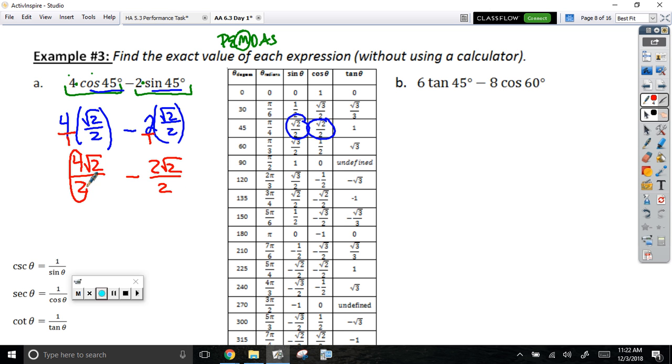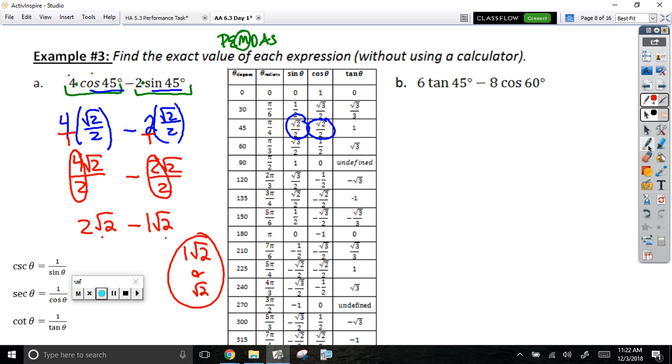And then we can actually reduce the outside terms to be 2 square roots of 2 minus 1 square root of 2. And since these have what's called like radicals, we can subtract them by subtracting the coefficients. 2 minus 1 is 1 square root of 2, or you could just write the square root of 2.